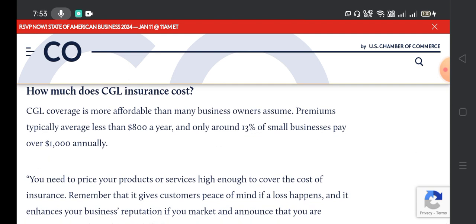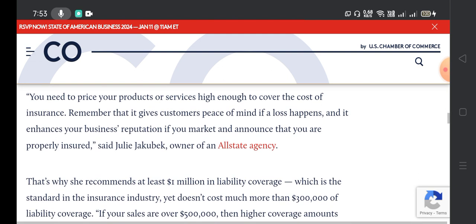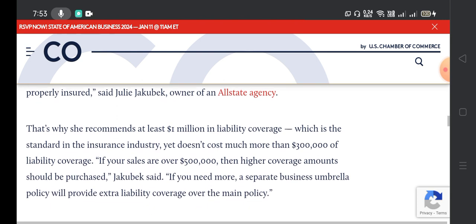So, how much does CGL insurance cost? CGL insurance coverage is more affordable than many business owners assume. Premiums typically average less than $800 a year, and only around 13% of small businesses pay over $1,000 annually. You need to price your products or services highly enough to cover the cost of insurance. Remember that it gives customers peace of mind if a loss happens, and it enhances your business reputation if you market and announce that you are properly insured, said Julie Jacob, owner of Allstate Agency.